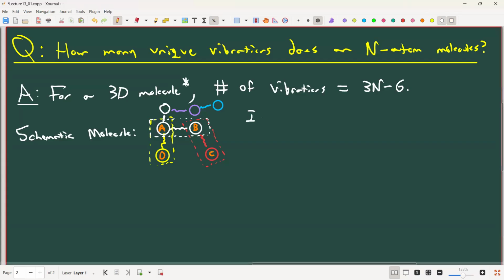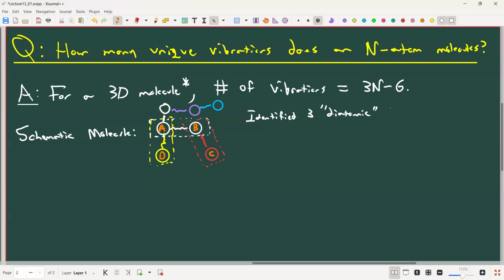Okay, so I've identified 3 diatomic pairs: AB, BC, and AD. Okay. You can think of these as carbons. It doesn't matter. They all have covalent bonds, right? Just a normal molecule, nothing fancy. I don't want anything exotic here.